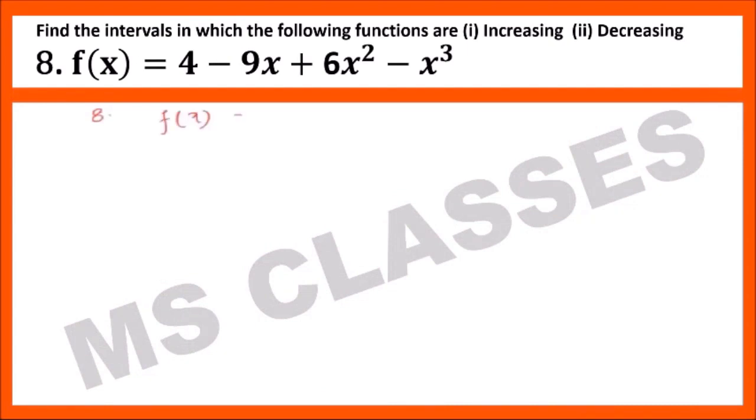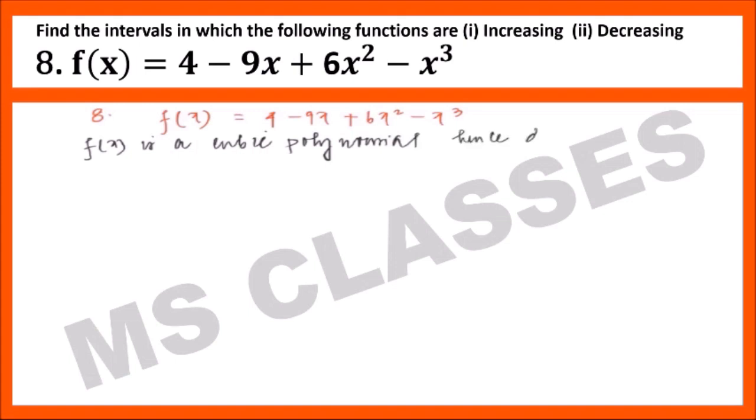Next, f(x) equals 4 minus 9x plus 6x squared minus x cubed. Here f(x) is a cubic polynomial, hence a differentiable function. So f'(x) equals minus 9 plus 12x minus 3x squared.